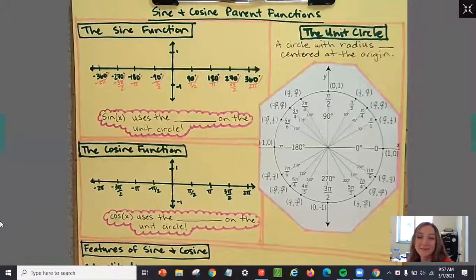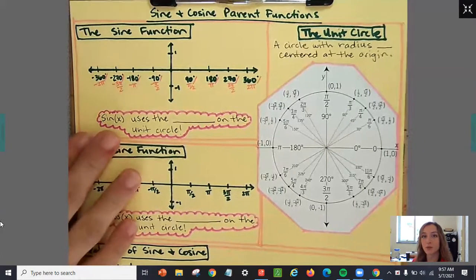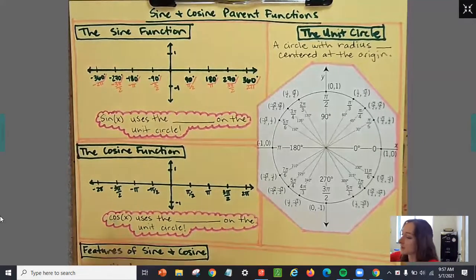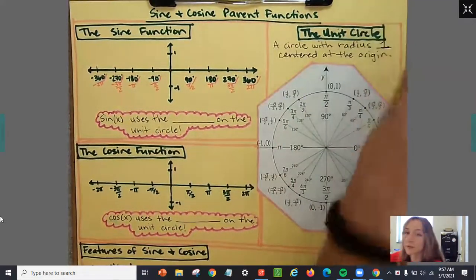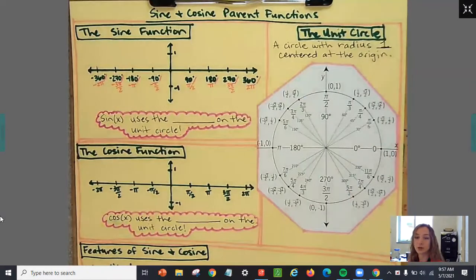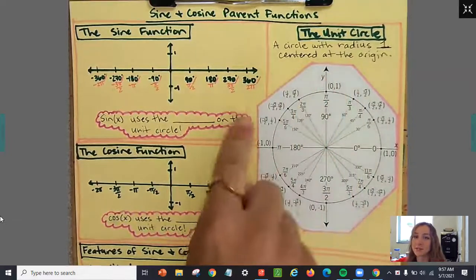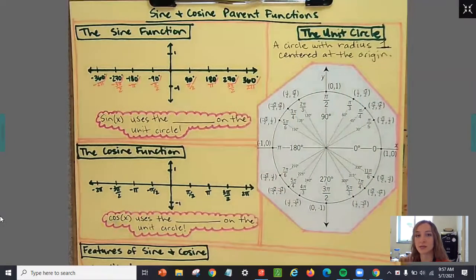Hello everyone, in this video we're going to be talking about sine and cosine and how they relate to the unit circle. So first of all, let's start off, what is a unit circle? It is a circle with a radius of 1 that's centered at the origin. So if you were to graph a circle with a radius of 1 centered at the origin, you would get these points, but they would all be written as decimals, and we're going to use that in just a second.